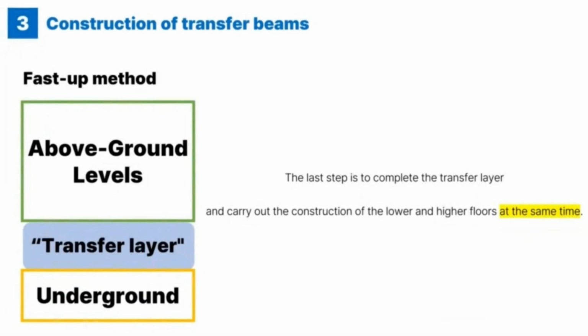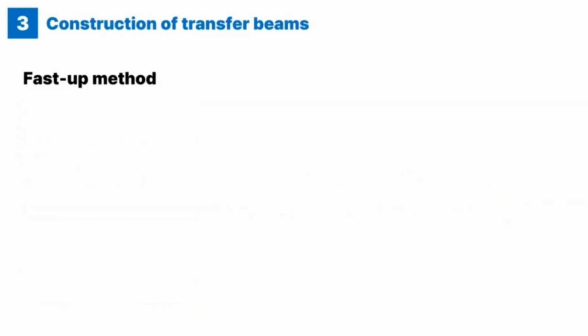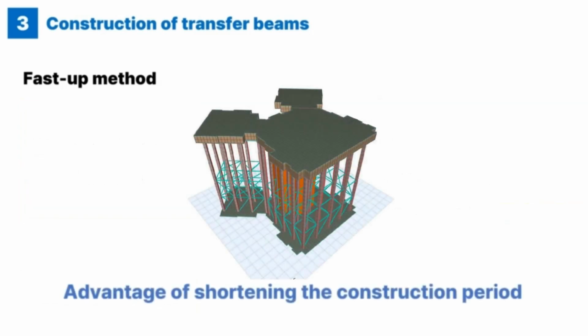The last step is to complete the transfer layer and carry out the construction of the lower and higher floors at the same time. At this time, since the low-rise part is already constructed with a core and a column, only an interlayer framework is carried out in the upper direction, while the high-rise part must carry out the entire framework in the upper direction. In this way, if the construction of the transfer layer is carried out using the fast-up method, it has the advantage of shortening the construction period.